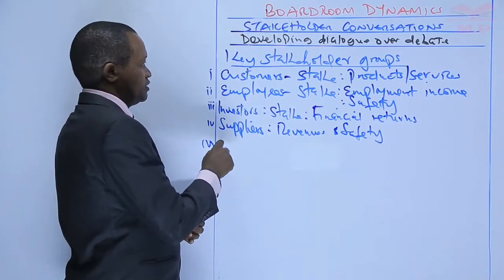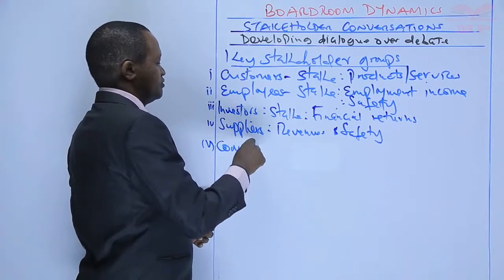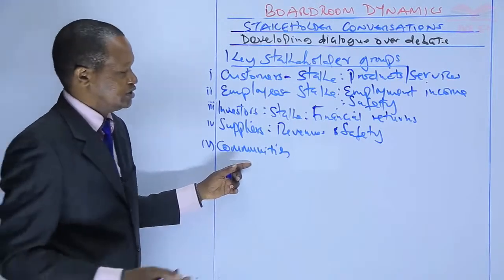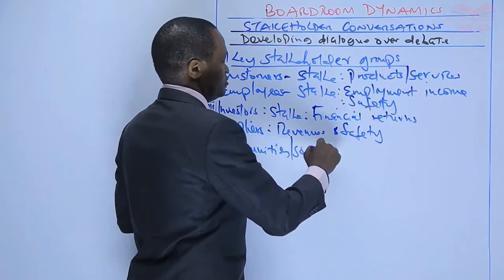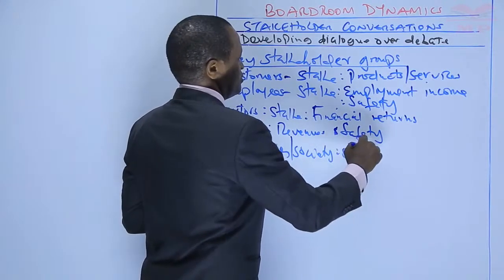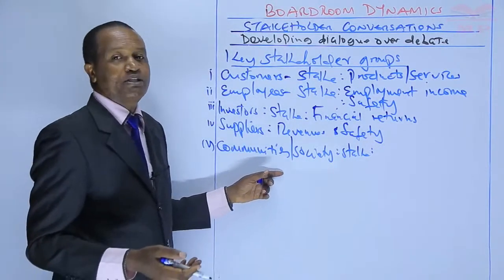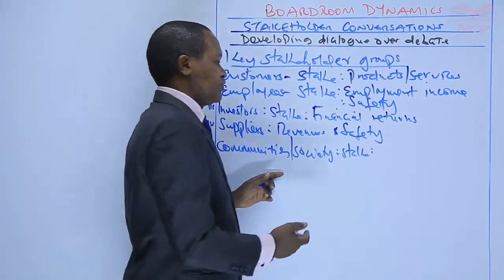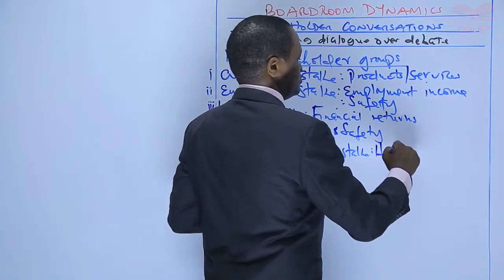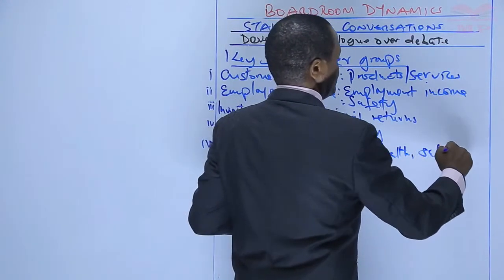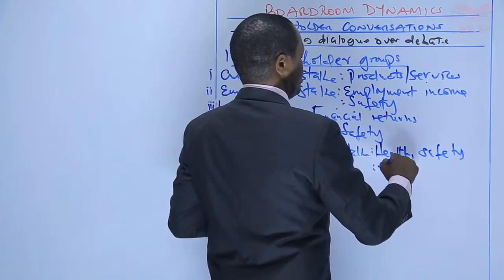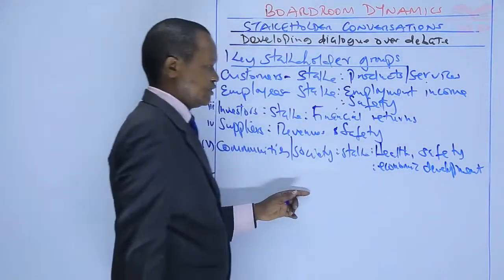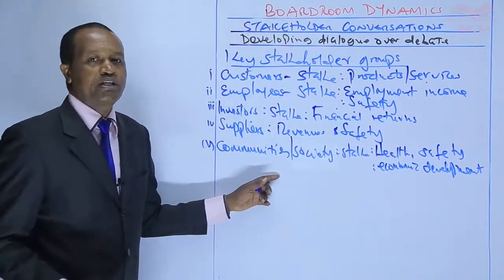5, the community. Communities or the society at large. Society. What is the stake? What is the stake of the society in the business? Their stake is health, their stake is safety, all right? Health, they have a stake, safety, economic development is also their stake. Health, safety, economic development.